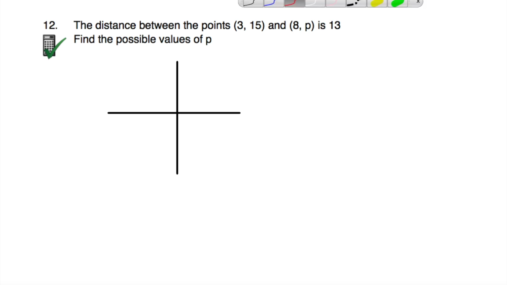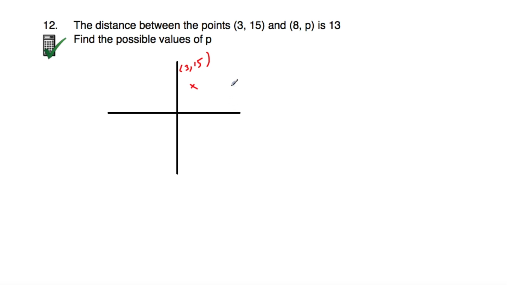And then we're going to plot our point. So we've got the point 3, 15. So 3 across and 15 up would be about there somewhere. And then we've got the point 8, p. So if this is 3, 15, the point 8, p is further along to the right. So perhaps here somewhere in terms of its horizontal position.